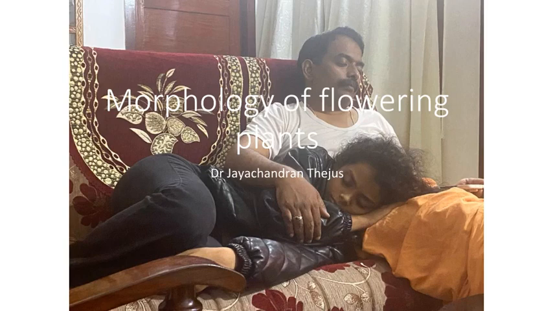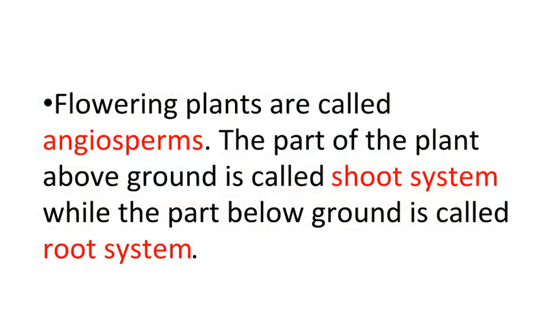Morphology of flowering plants by Dr. Jayachandran Thejis. Flowering plants are called angiosperms. The part of the plant above ground is called shoot system, while the part below ground is called root system.